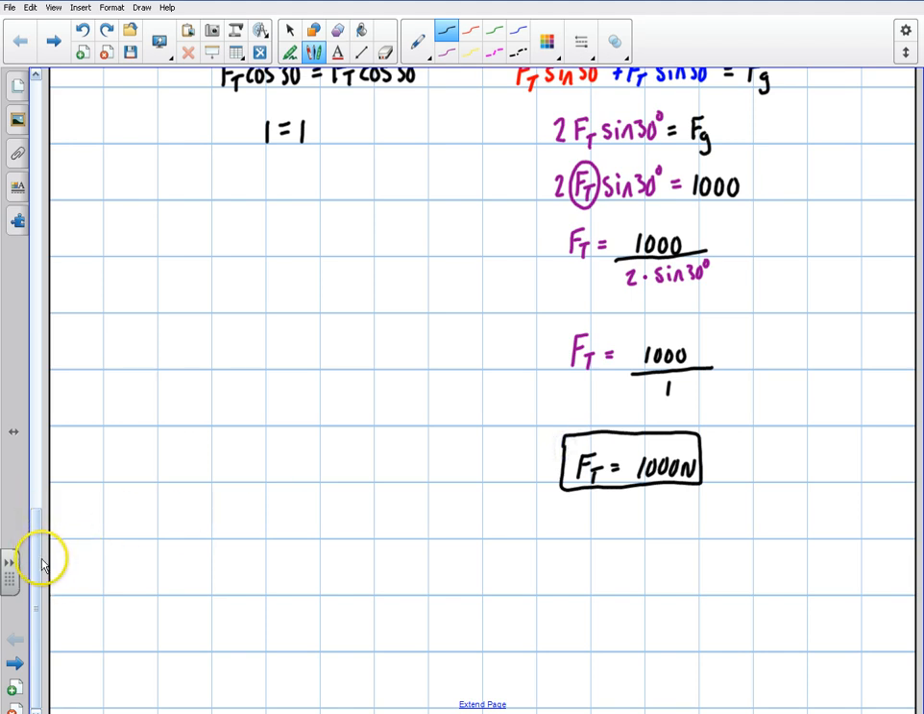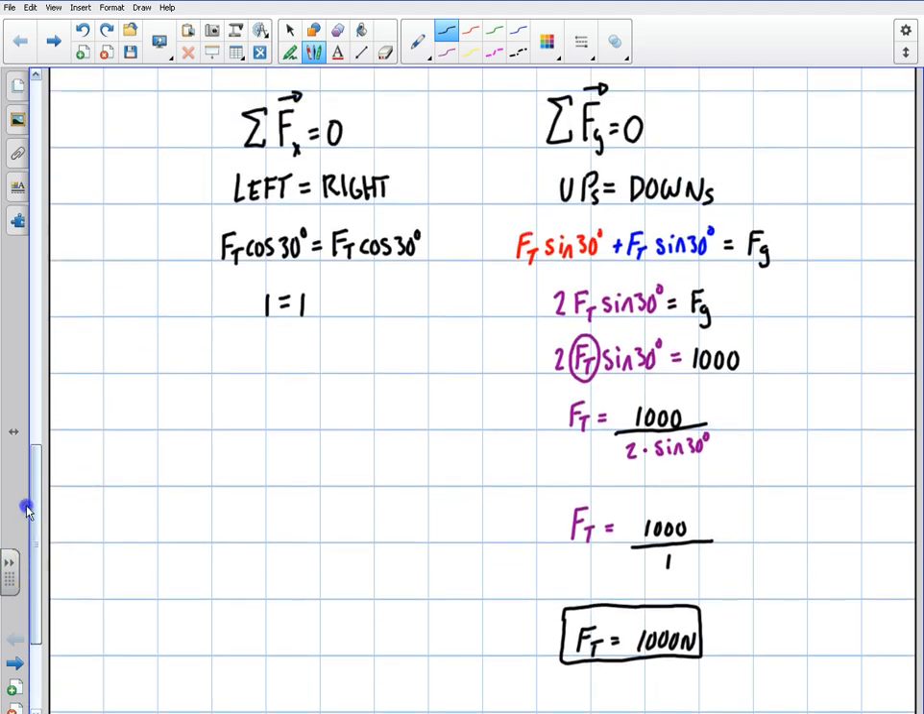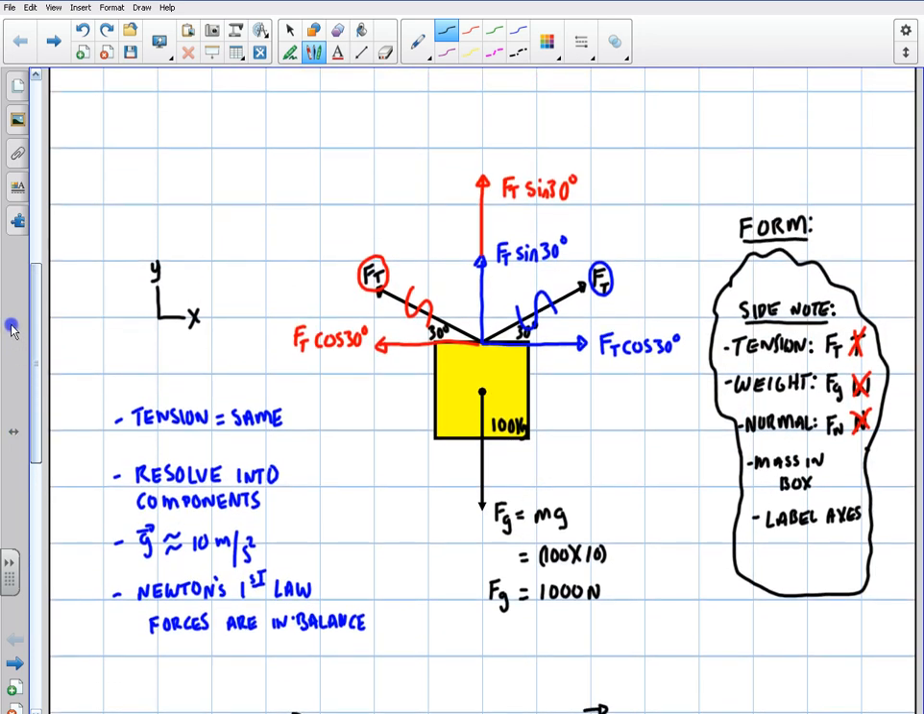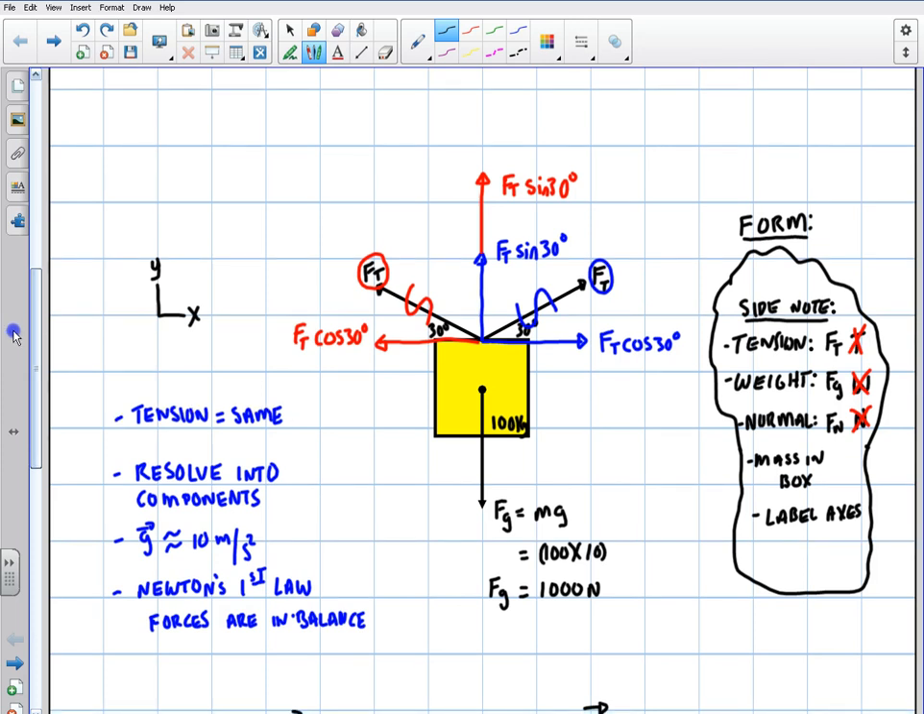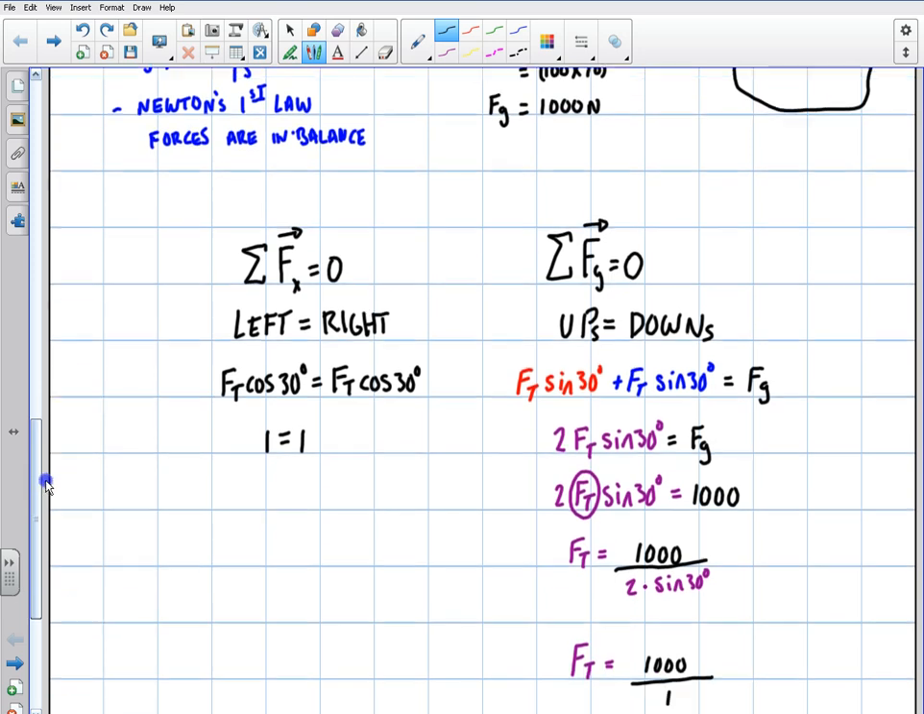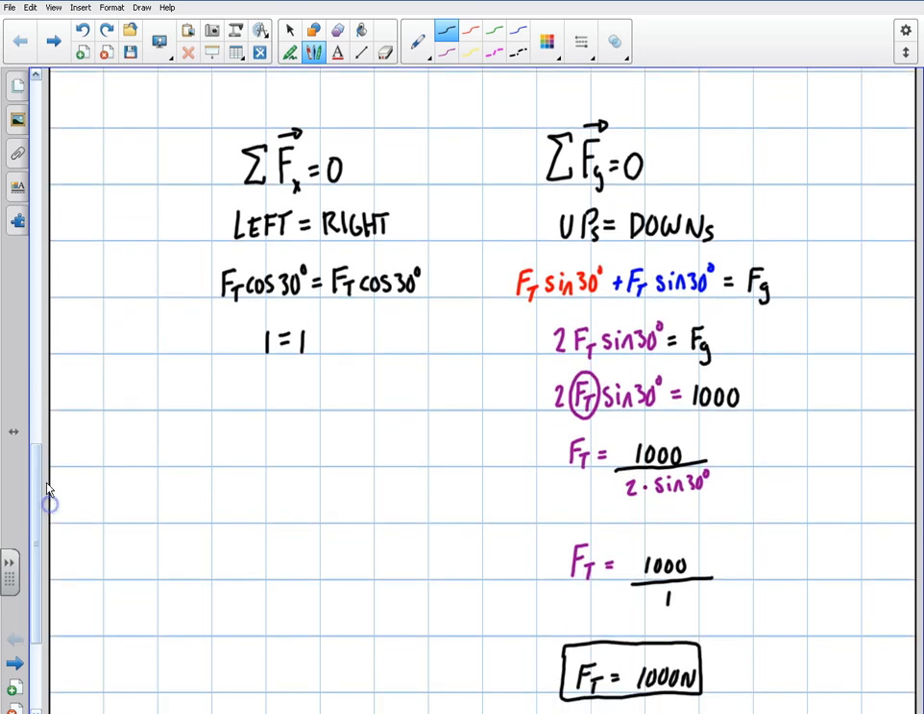Okay, so that's a very simple application of Newton's first law. Hopefully you understand now how we were able to do this by going through the step-by-step process of labeling our free body diagram and then applying Newton's first law and then doing our simple application of the ups equal to downs to solve for the tension in the rope.